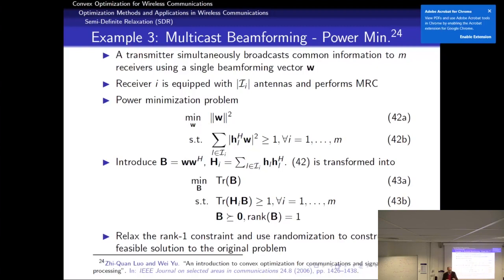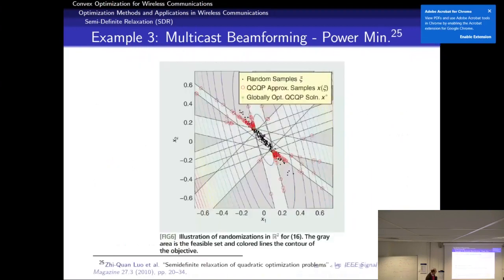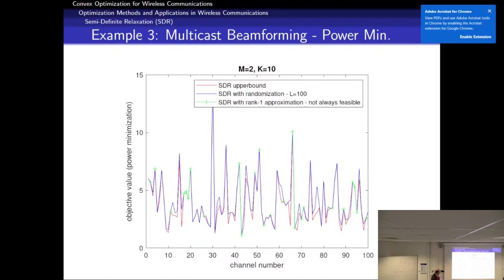You have generated a solution. This one is all good when you generate based on B, but now that you're forced to be rank 1, you may not satisfy the original constraints. And so you have to check it again. And so sometimes it does not work. So that's what you see here. This solution of rank 1 approximation is okay for some channel realizations, but sometimes it's not. You don't have a solution because the solution does not satisfy the original constraint. Right.